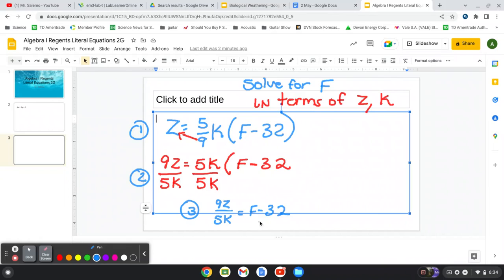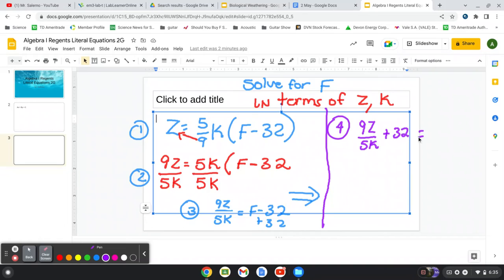And now we have 9Z over 5K equals F minus 32. And of course we have a minus 32, so we have to add 32 on both sides to isolate it. Let's make our big arrow, change the color for step 4, the last one. Put a line, why not? Here's the last step. So now we have 9Z over 5K plus 32 equals F. There it is. All right, these are getting easy, right? Let's do one more. Why not?